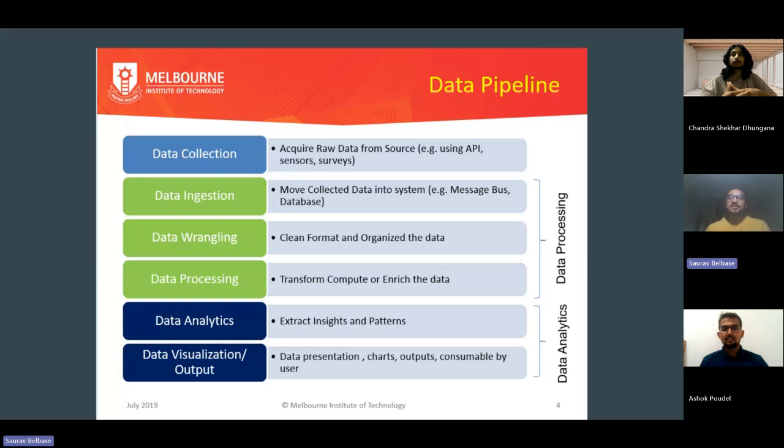So let's start. We'll be following these data pipelines which contain data collection, data ingestion, data wrangling, data processing, data analytics, and data visualization or output. The above 4 parts are data processing, and the remaining 2 are part of data analytics.